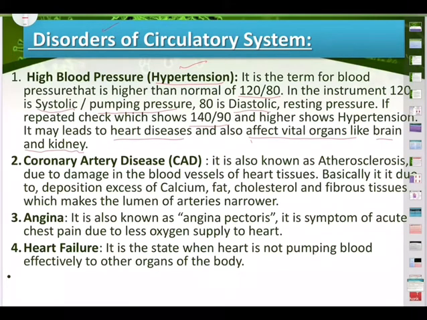A person will not exhibit all this. He will be deadly silent, and that is very, very dangerous. And that is the reason why, particularly if senior citizens are there in your home, often we must go for the checking of blood pressure.